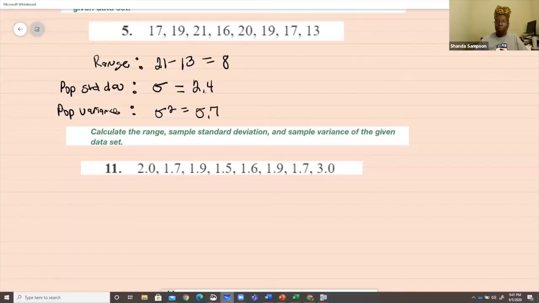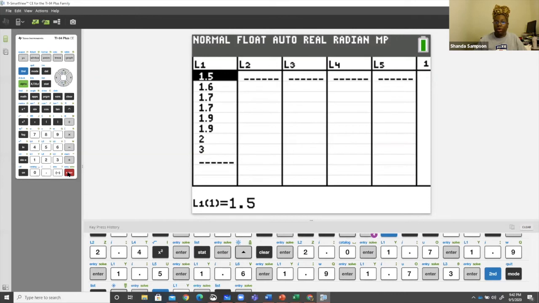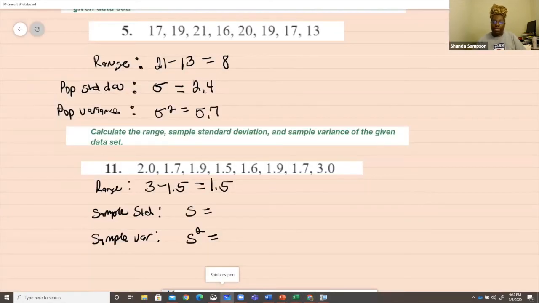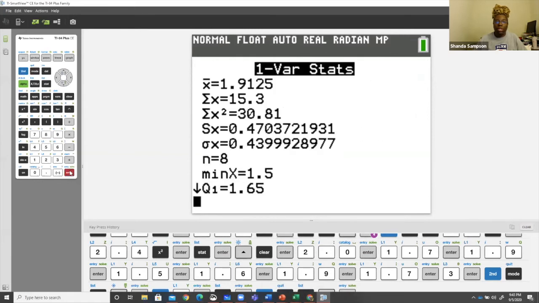Find the range, but we're also going to find the sample standard deviation and the sample variance. So the range is the highest minus the lowest, and your highest number is 3, your lowest number is 1.5. Of course, when you subtract those, you get 1.5. So now we're going to find our sample standard deviation. All right, so again, this should be fast. We're looking for our sample standard deviation, and it is here. Don't make a mistake and use the other one.